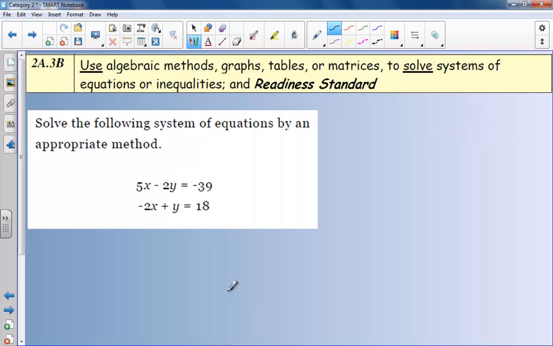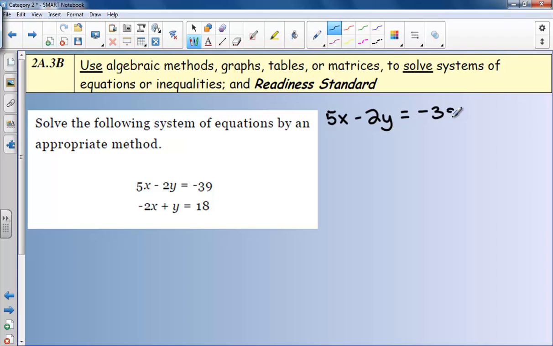Okay, other readiness standard. This is where our matrices and other methods are going to come in. So graphing, we just looked at. Use algebraic methods, graphs, tables, or matrices. You can solve by graphing. On your table, it's going to be where your y-values are the same. So let's look at matrices and other algebraic methods here. Solve this system of equations by an appropriate method. So I am going to use the elimination method right here, and I'm going to eliminate my y terms.